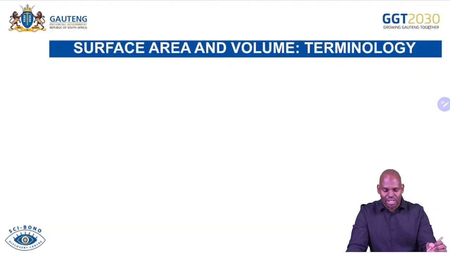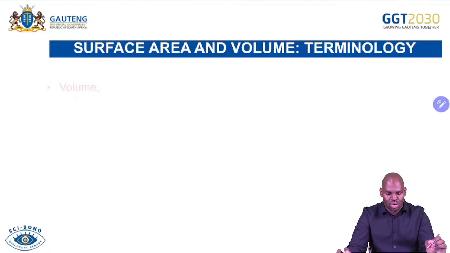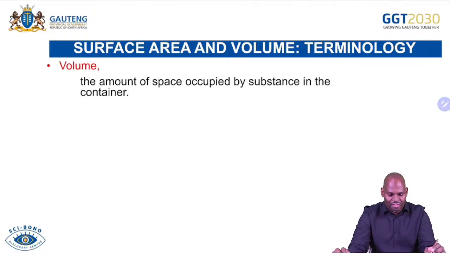So obviously in MathLit, if we're going to learn about surface area and volume, we need to know the definitions. So first thing, we're going to look at terminologies. The first terminology is volume. We need to know what we mean by volume. Volume is the amount of space occupied by substance in the container.